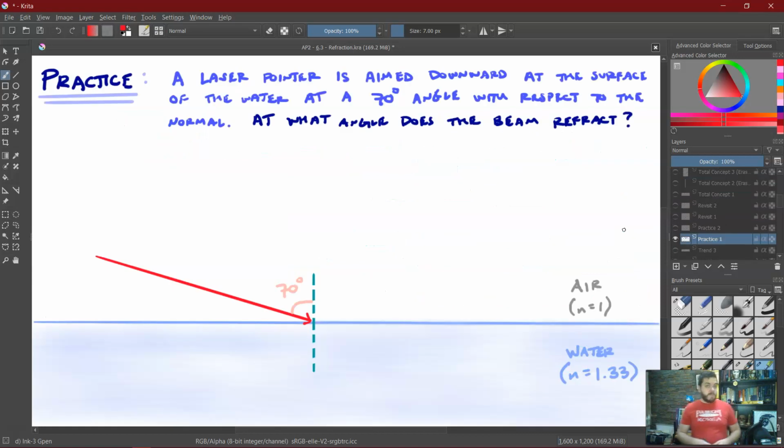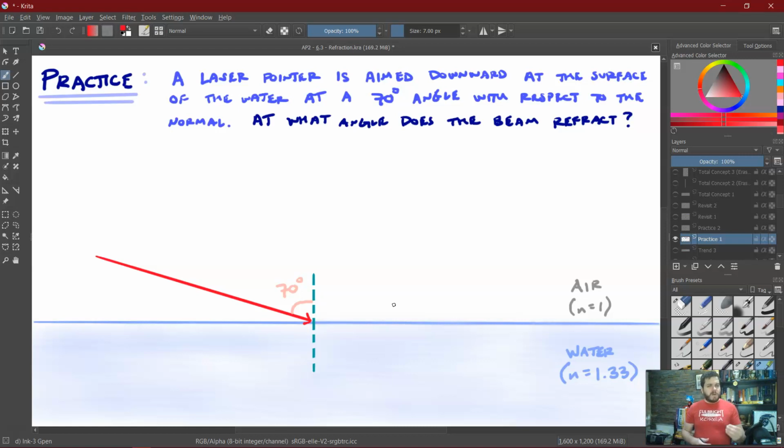So let's do a practice problem. Let's say we had a pool of water, and water has an index of refraction of 1.33, and we are pointing a laser pointer down at it at a 70-degree angle with respect to this normal. So a laser pointer light is going in, and it's going to strike the water right here. And the question is, at what angle is this beam going to refract?